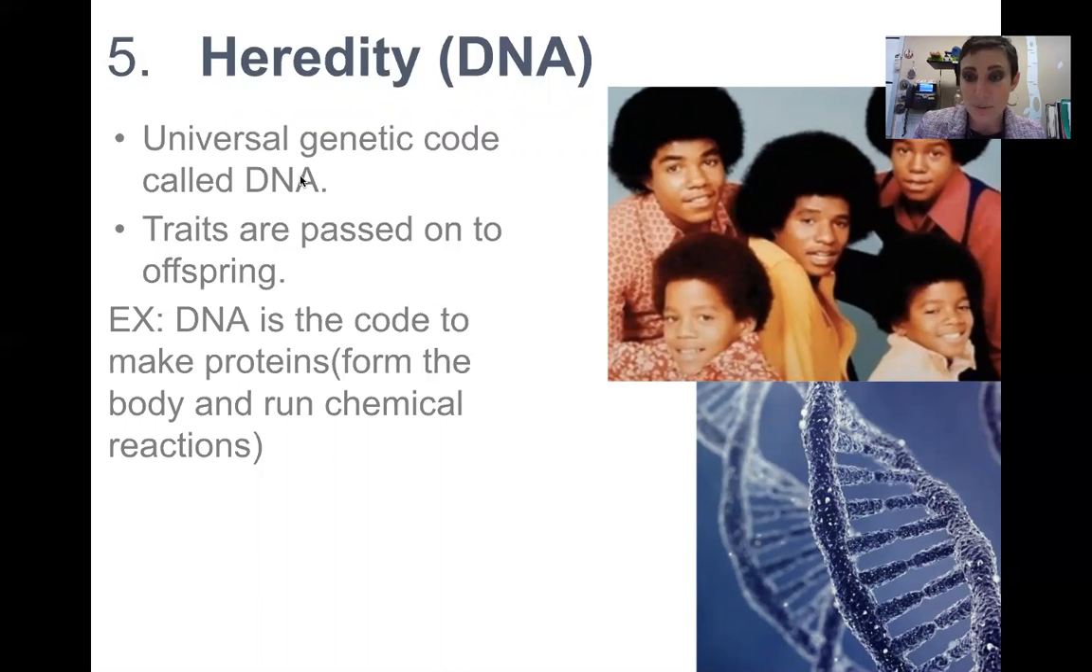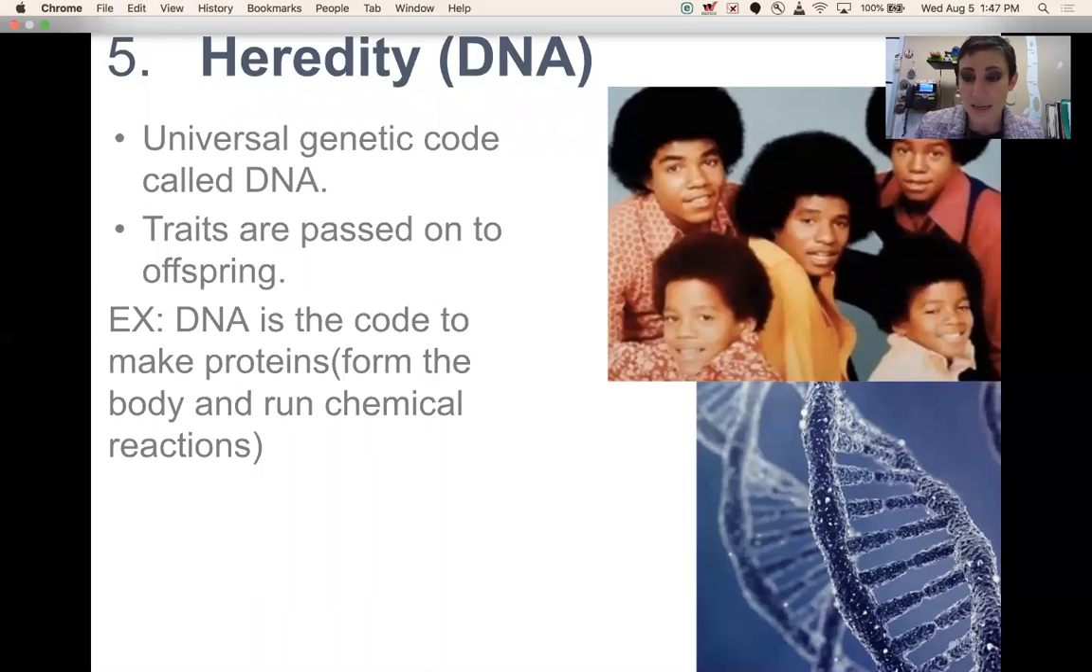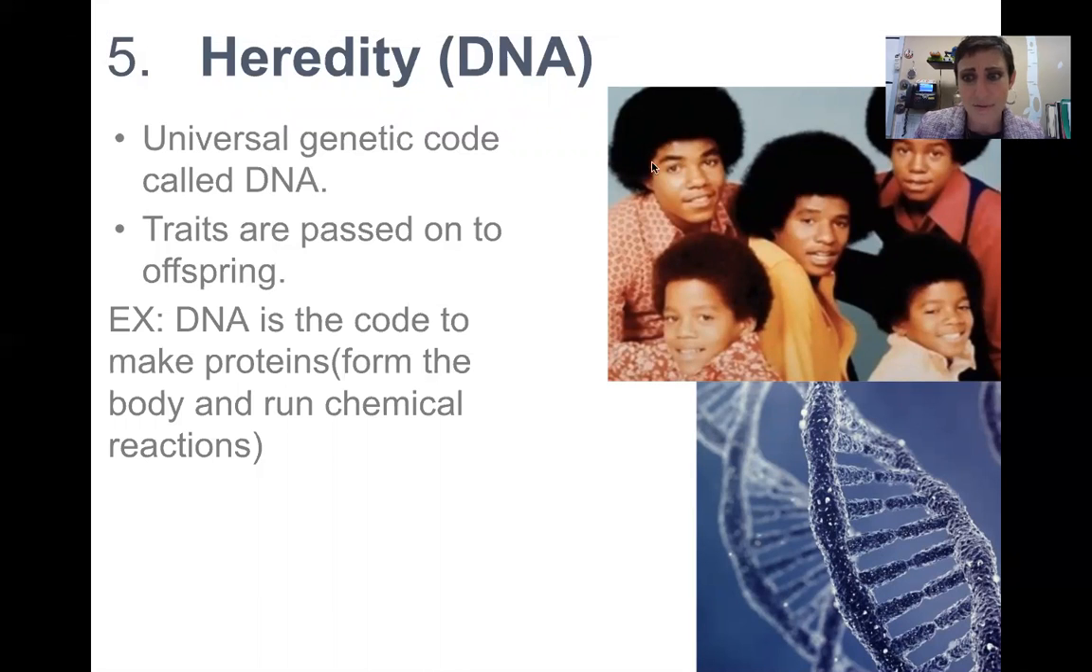And so if you look at this picture of Michael Jackson and his family here, there's a lot of stuff about them that looks the same. Their noses, their skin color, their hair texture and color. All of these things are because that was inherited from their parents and from their parents and from their parents. Now, DNA is that code that then makes proteins that then physically makes the body.